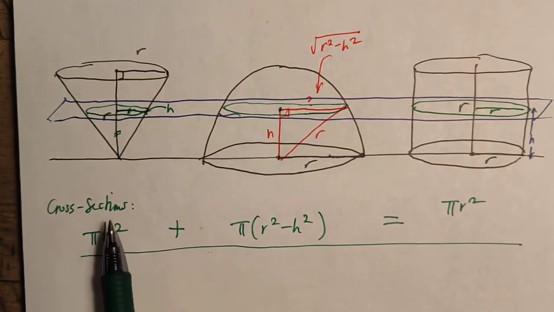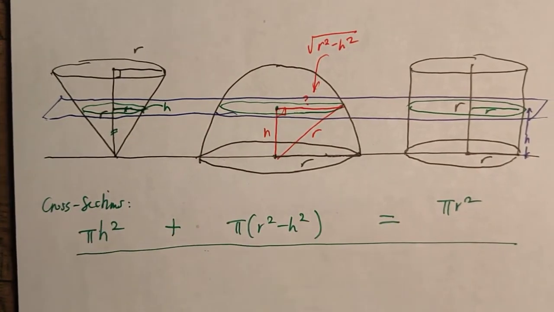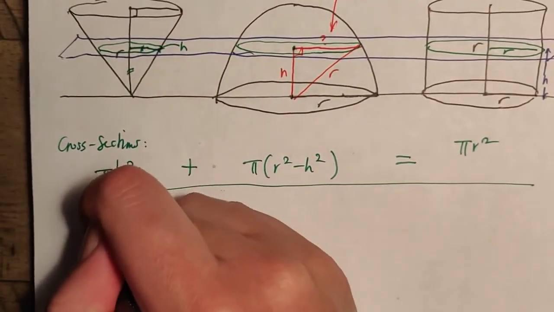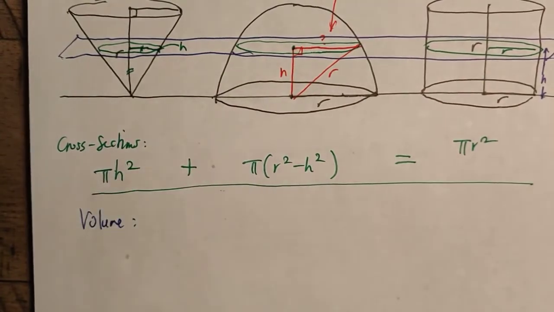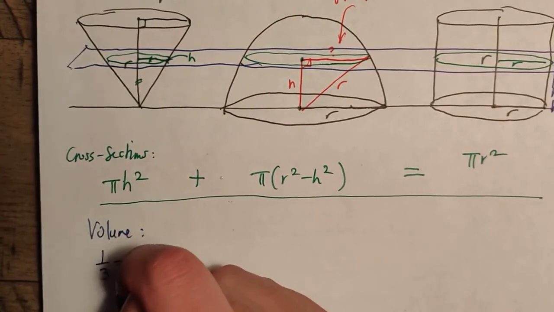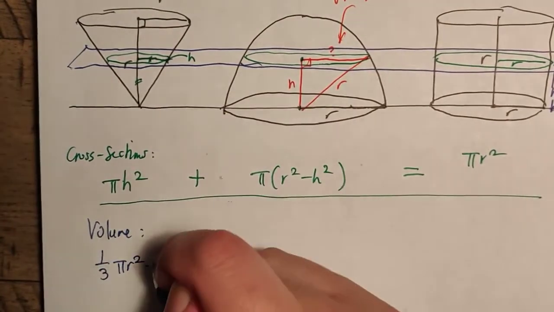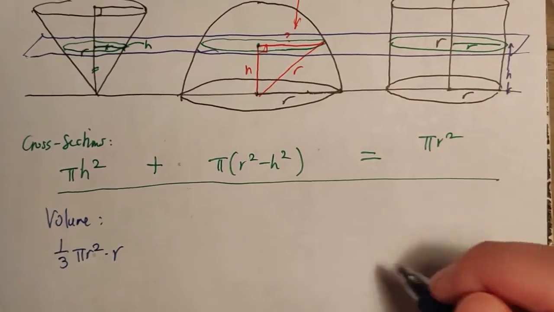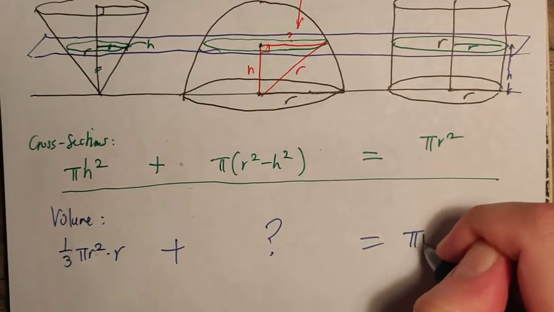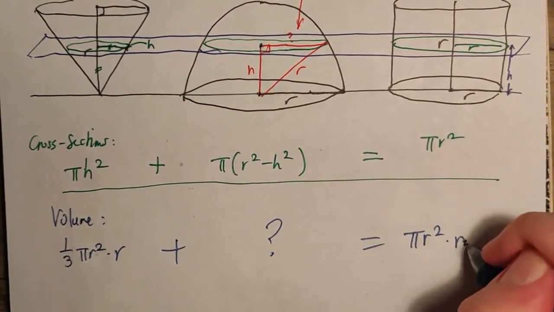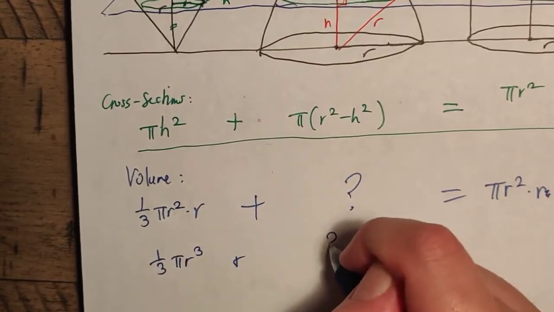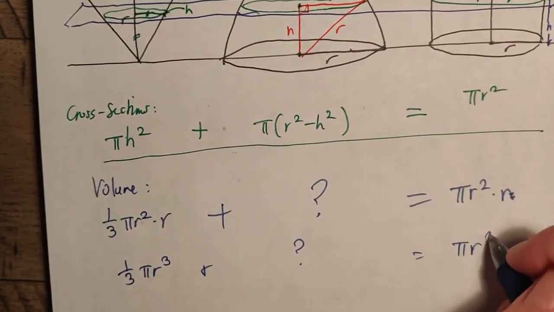So he figured, wait a minute, if this is always true for the area of the cross-sections, it should be true for the volumes as well. So therefore, we can say something about the volumes here. The volume of this solid here is just 1/3 the area of the base times the height. So it's 1/3 pi r squared times the height, which is r. And plus this is just pi times the radius squared times the height, which is r. Therefore, we have 1/3 pi r cubed plus blah equals pi r cubed.